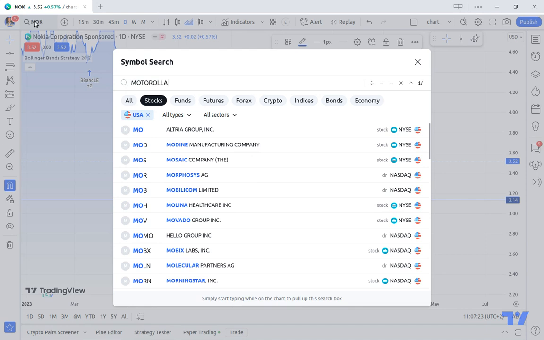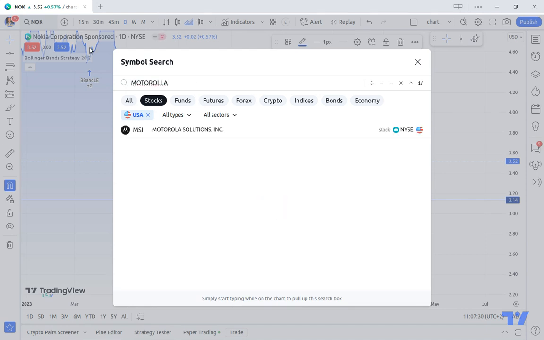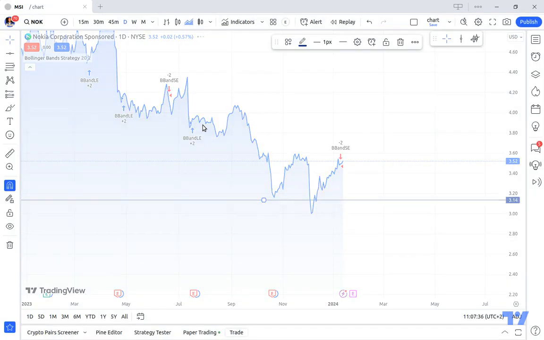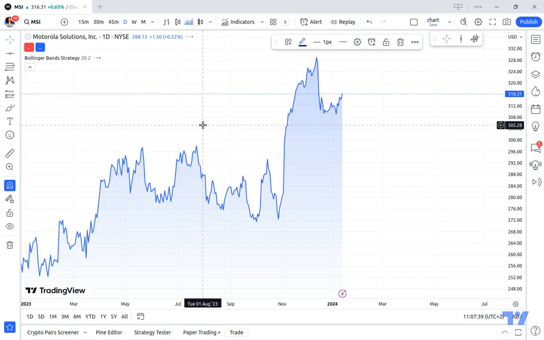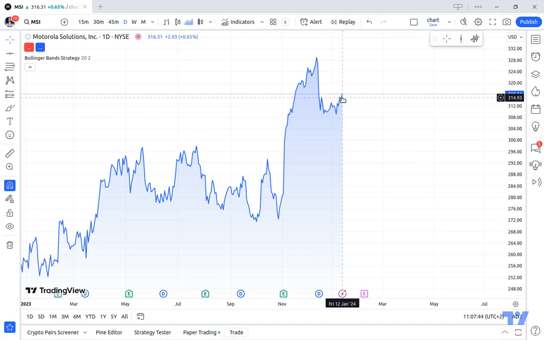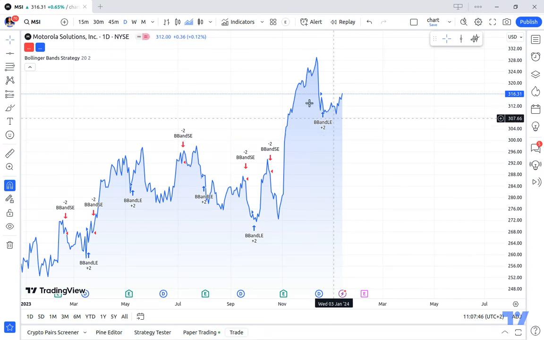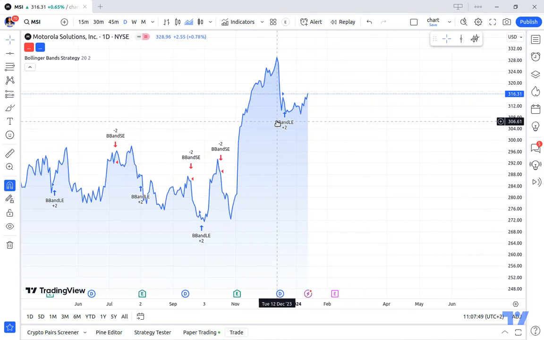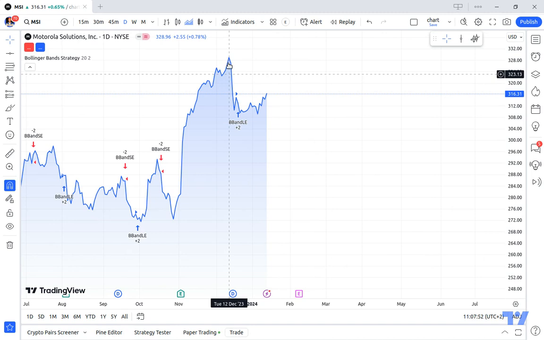Motorola. Usually when you find, let's say, a double top like what we found in Apple, you can look at similar industries. Like we looked at Nokia, it was a double bottom. So now let's look at Motorola. We can see this is the first top, so we're going for the second. It's going to form a double bottom very soon.